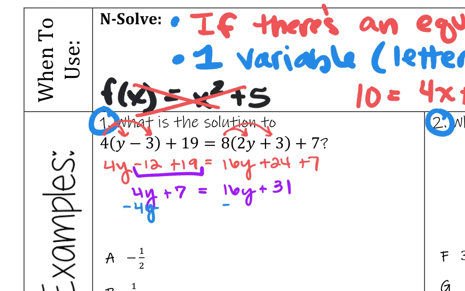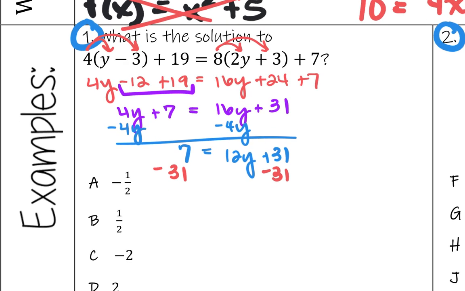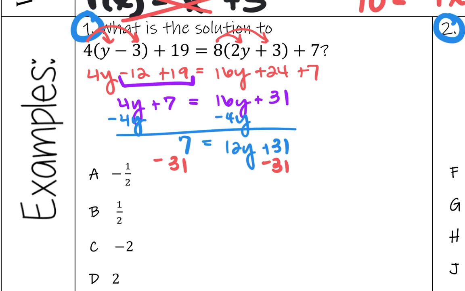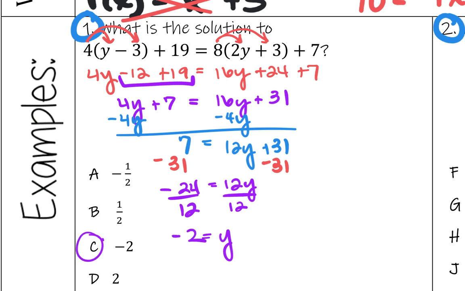Then minus the 4y. Then minus the 31. So that would be negative 24 equals 12y divided by 12. So y here would be equal to, did everyone get negative 2 on this one? Should be negative 2. So again, if we are struggling with the insolve, you have to calculate it.